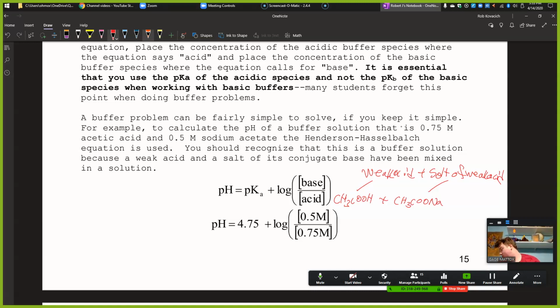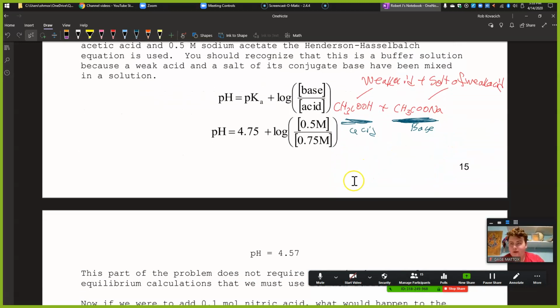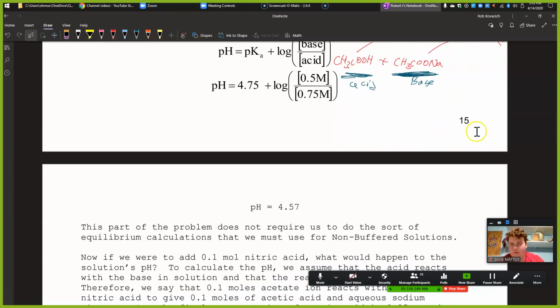So which one of these two things, this one or this one, is going to be considered the acid? The one with the H. Okay. Why? Because that's acetic acid, so that's the acid. Why is this one over here considered the base? Because it doesn't have that H to give. That's not a horrible answer, but it's not good enough.